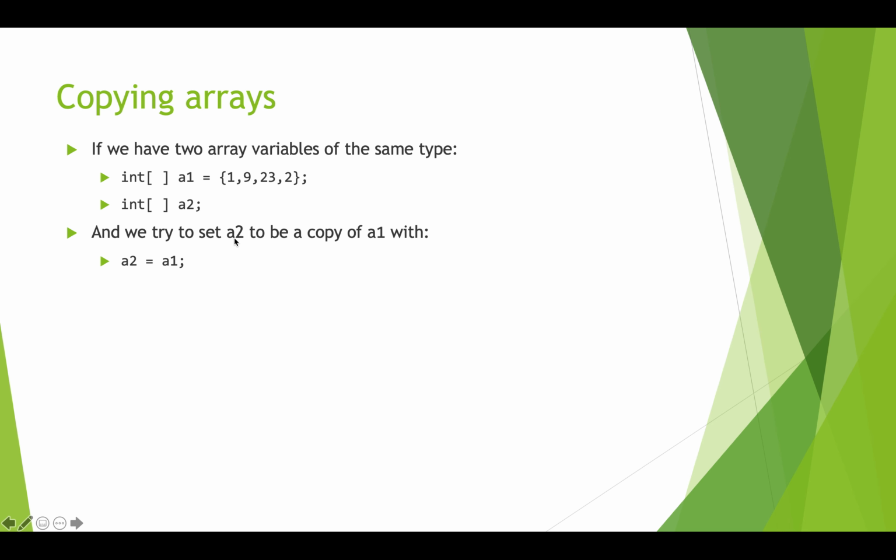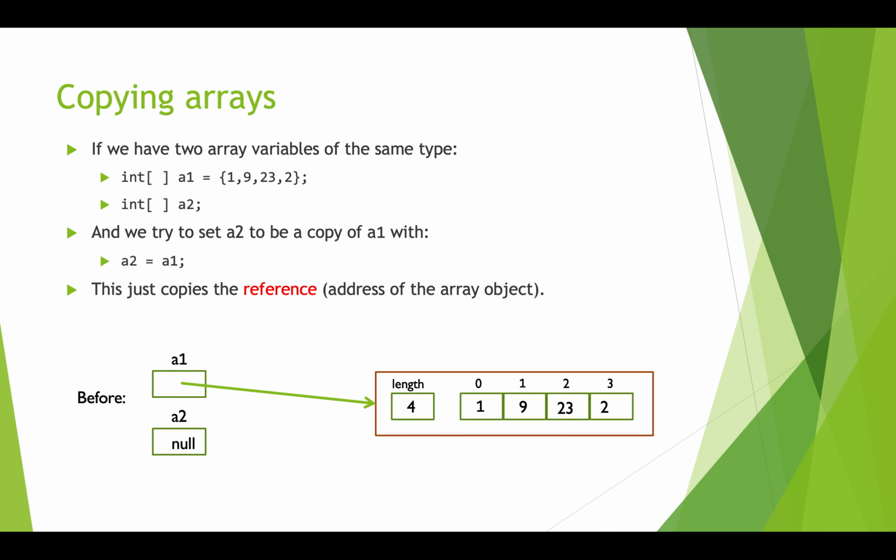So if we try to set A2 to be a copy of A1 using just a simple assignment statement, what we get is what's called a shallow copy, because all we're doing is copying the reference, which is basically the address that points at the array object on the heap. So what does this look like?